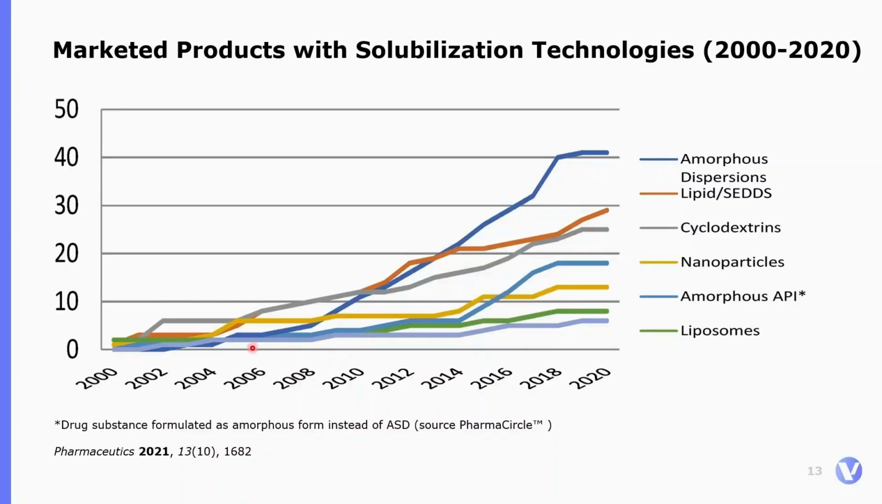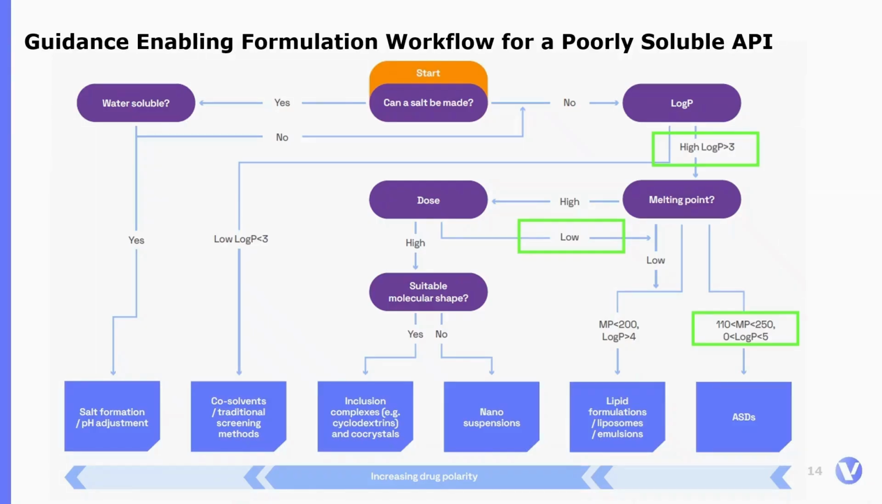While amorphous dispersions were relatively uncommon 25 years ago, they have now surged ahead of all the other technologies, with more than 40 products on the market. Lipid formulation and cyclodextrin complexes remain widely used, but since 2014, amorphous dispersions have seen a remarkable boost. This rise likely reflects the maturation of this technology that was new in the early 2000s and now has proven its full potential. So now, how do we go about selecting the right technology?